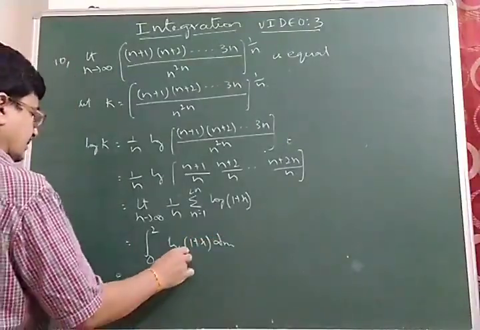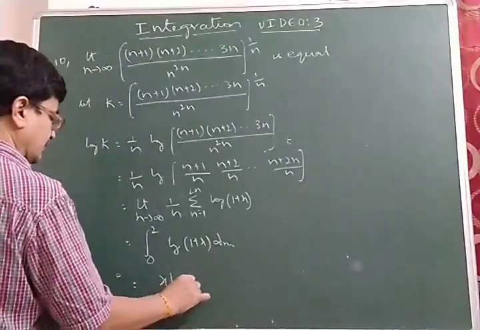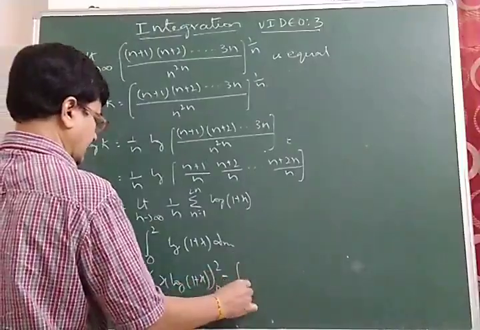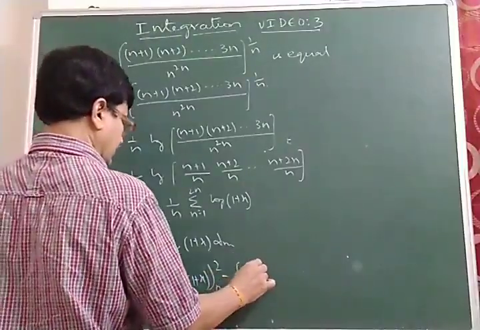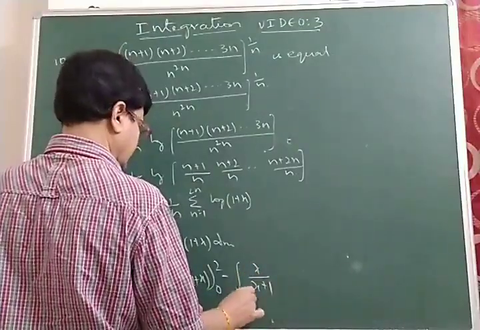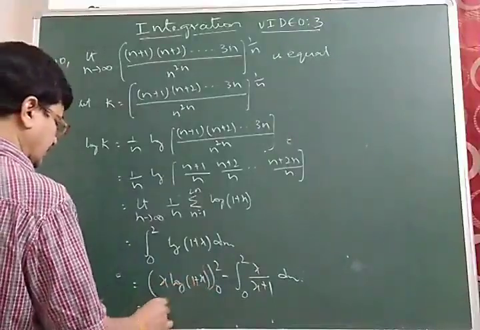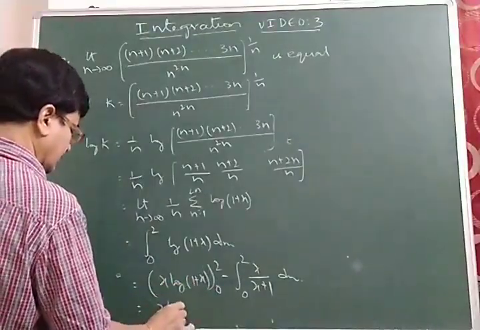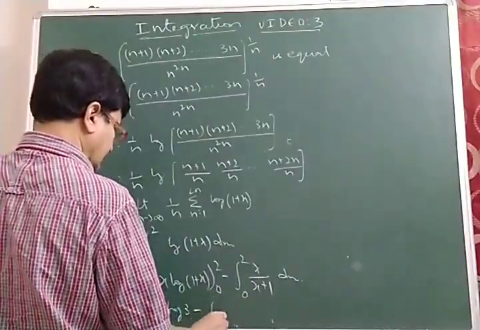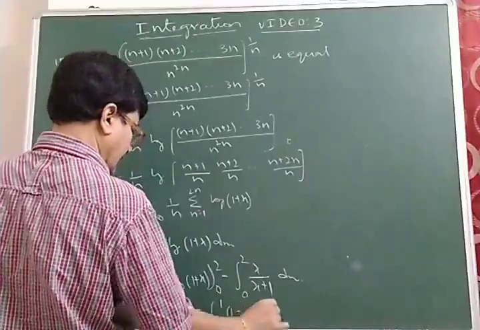Now this is using integration by parts: x into log of 1 plus x from 0 to 2, minus integral of x by x plus 1 from 0 to 2 dx. Now this is 2 into log 3, 2 log 3 minus integral 0 to 2, 1 minus 1 by x plus 1 dx.